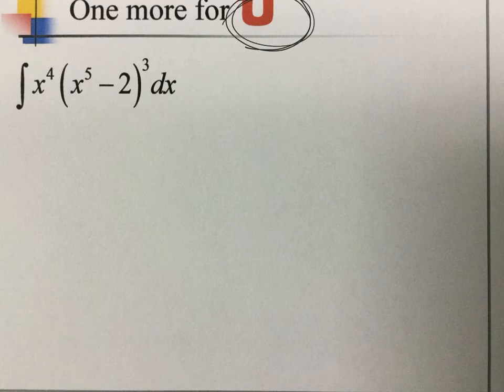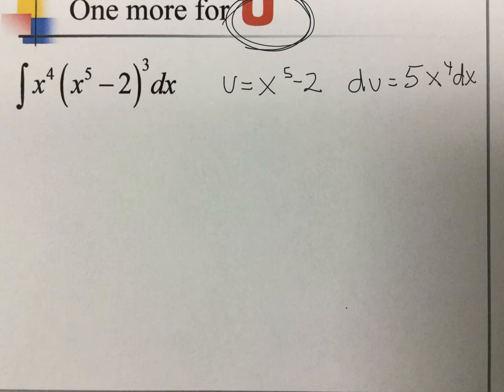Okay, so let's look at this one. So it's not one that we've seen before. So I take my first step and I say, what's my u? My u is x to the 5th minus 2. What's my du? It should be 5x to the 4th dx. So I travel back over here and I say, with my handy dandy lightsaber, oh, I got a blue one this time. Do I have my u?